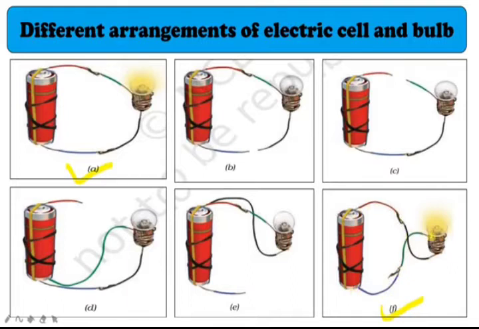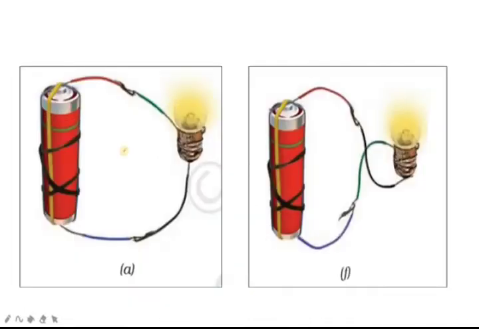You can see the arrangements A, B, C, D, E and F. Out of these 6 arrangements, only A and F will work properly. So how is F glowing? Even though the connection at the terminal is different, one wire should be connected to one terminal and the second wire should start from the second terminal. Then only the current can flow in a circular path. That is why A and F glow properly.